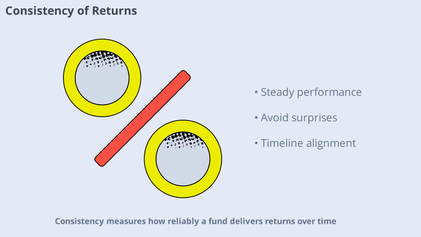Consistency measures how reliably a fund delivers returns over time. Some funds may have high average returns but with significant ups and downs, while others offer steadier performance. Evaluating consistency helps you avoid surprises and choose funds that align with your risk tolerance and investment timeline.